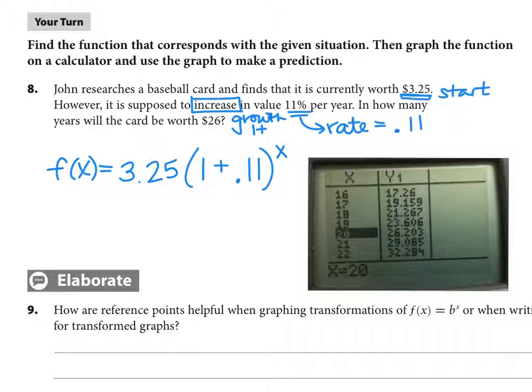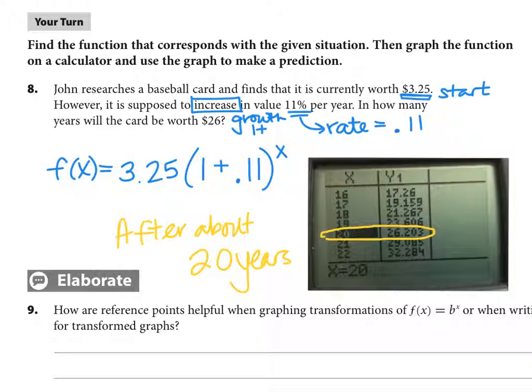Okay, so what I did was I took that equation, I typed it in y equals, and now I'm going to my table, and what I see is that around year 20 is where it appears that that card equals about $26. So the answer here would be after about 20 years. And this is not exact. We're going to talk about how to get those answers later. We're just estimating for now.